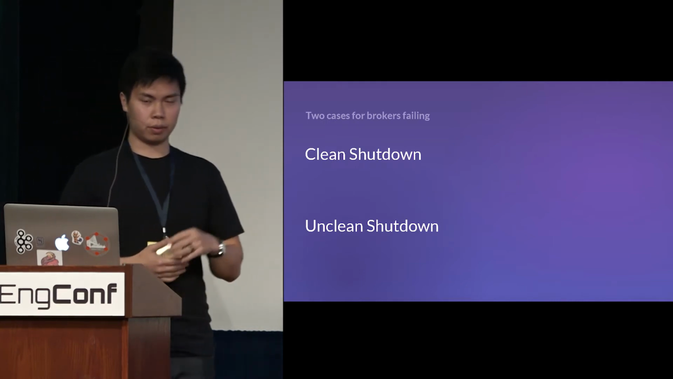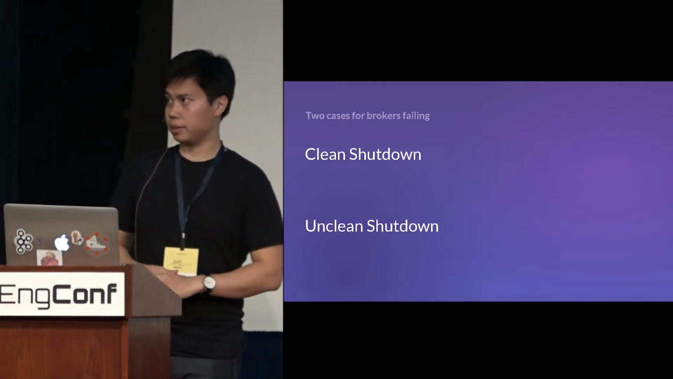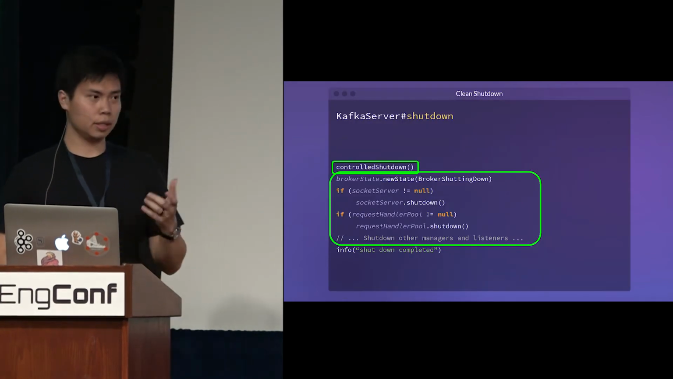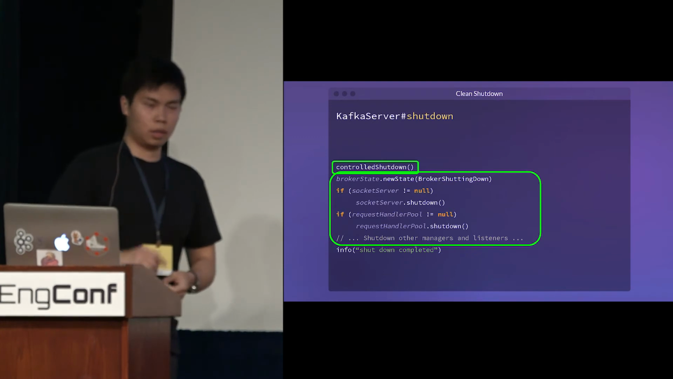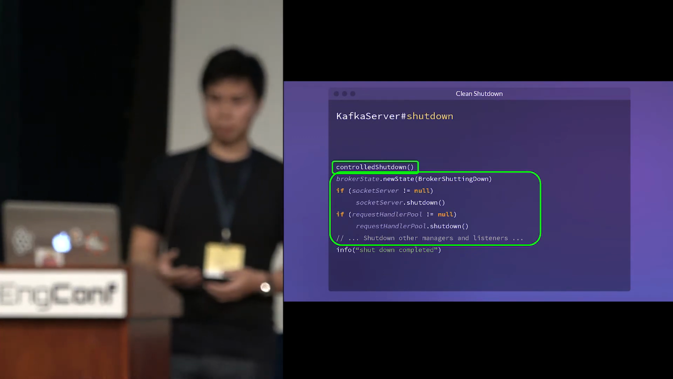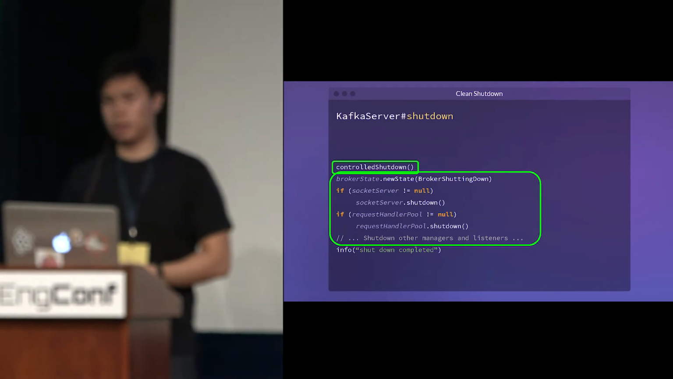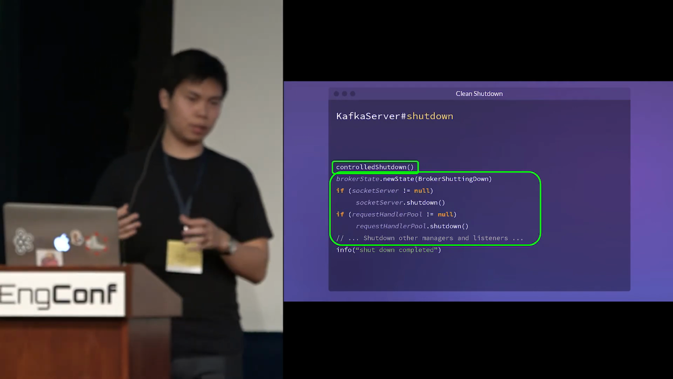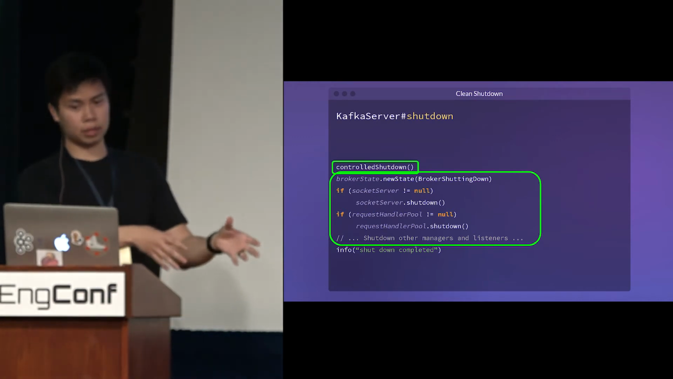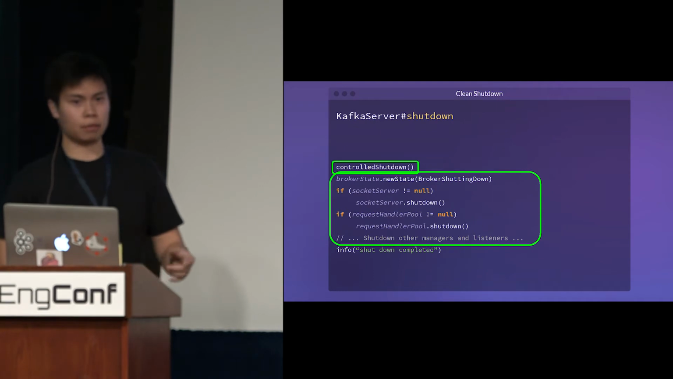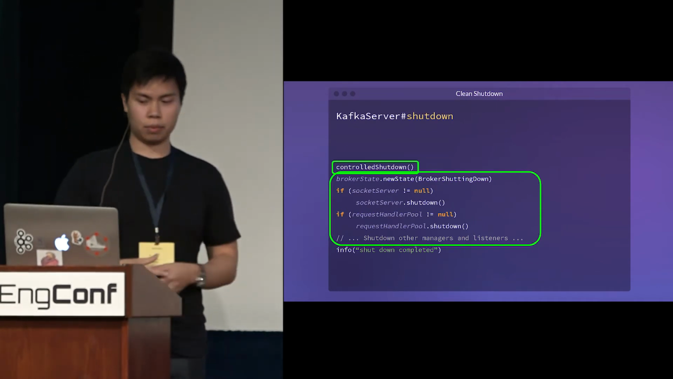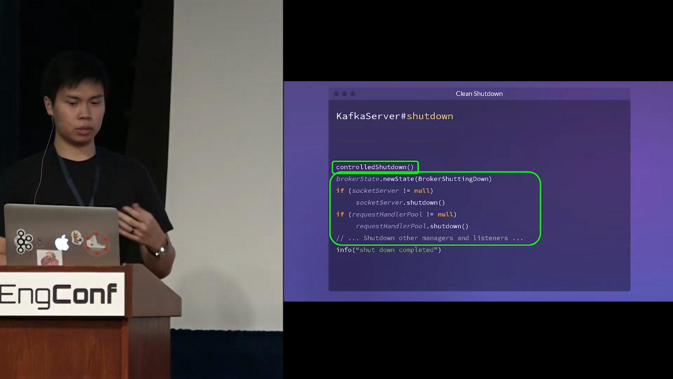So as for failing or going down, for the brokers, there are two cases: clean and unclean shutdown. On a clean shutdown, a broker will initiate a controlled shutdown sequence where it sends a request to the controller. The controller will see that, and then it will preemptively move partition leadership off of that shutting down broker and onto a different broker that's alive in the cluster. After that, it'll send a response back to the broker in which that shutting down broker will proceed on with its local shutdown tasks.